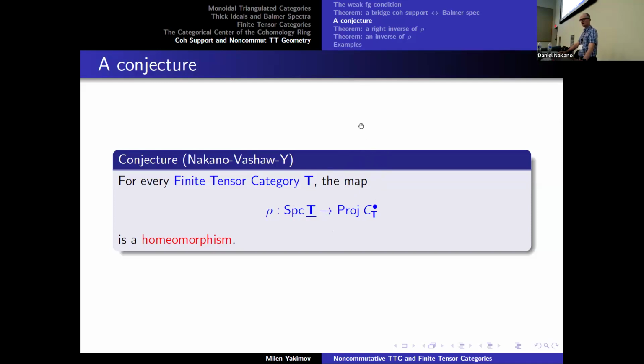So we should imagine that there is another map. The categorical center is a subalgebra of the cohomology ring. So we get a certain map that goes in the opposite direction, from the product of the cohomology ring to the categorical center. We believe that this is a homeomorphism for finite tensor categories, and we think it's going to take ages to actually prove this.